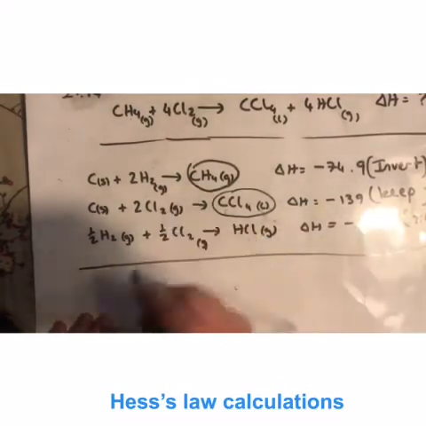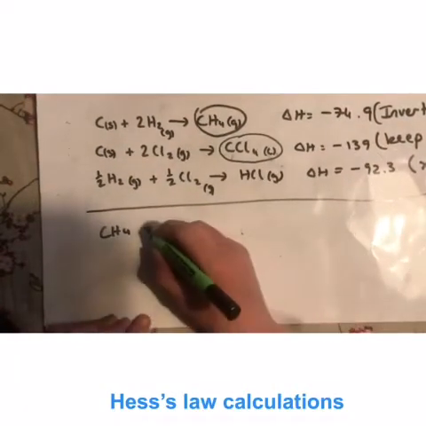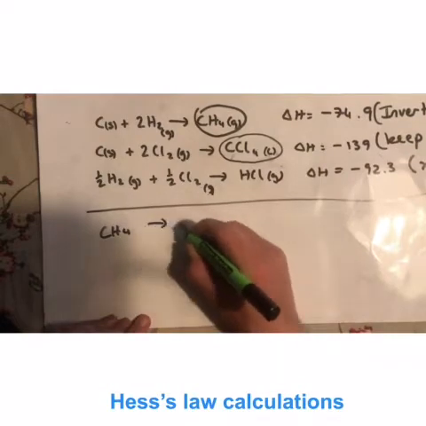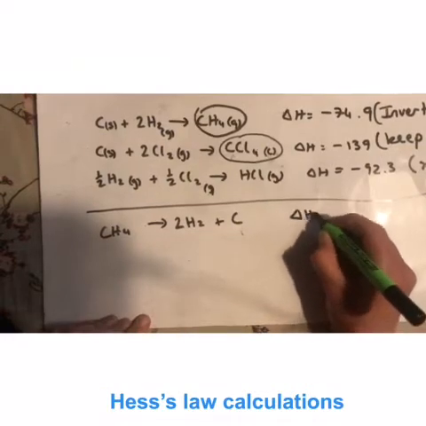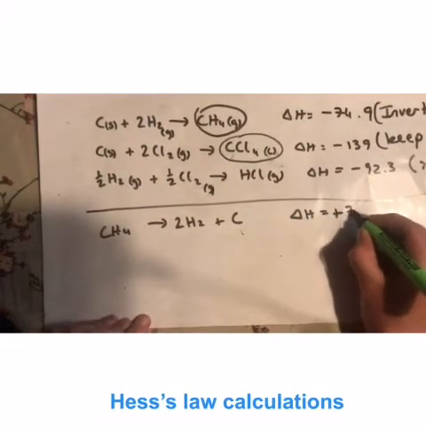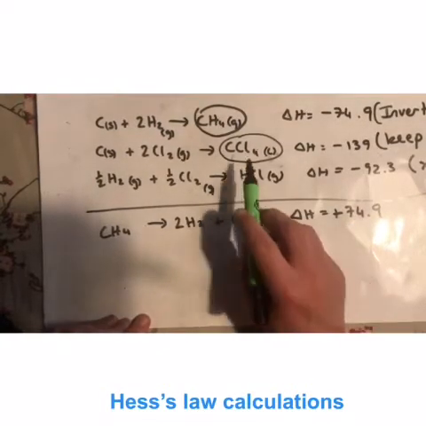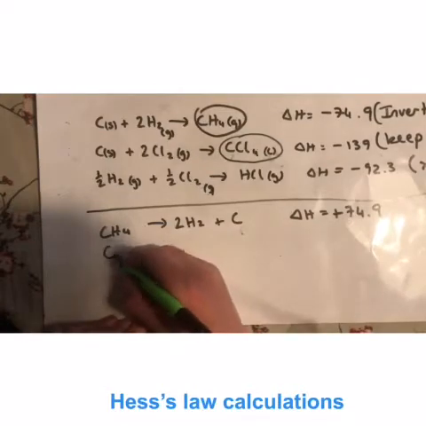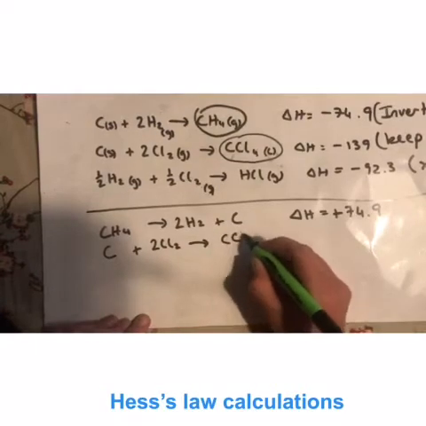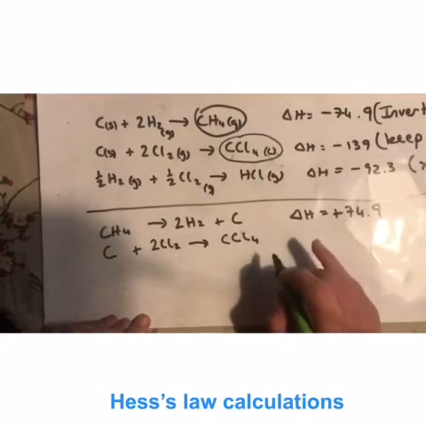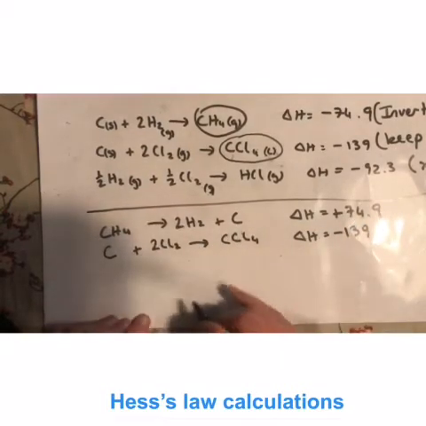So invert the first one, so CH4, move this up a little bit, hopefully you can see this. So CH4, I'm just going to leave out the state symbol just for speed here at the moment. CH4 goes to C, and that means we change the delta H of this, so it's plus 74.9, that's that one done. Then the next one we're going to keep the same, we don't have to change anything there, so we just have to add it on. C plus 2Cl2, arrow goes to CCl4, and we just keep that the same. Delta H is equal to minus 139, and the next one we're going to have to multiply by 4.